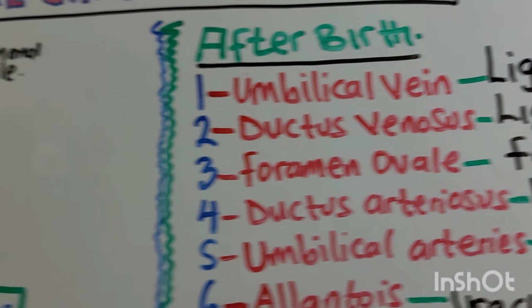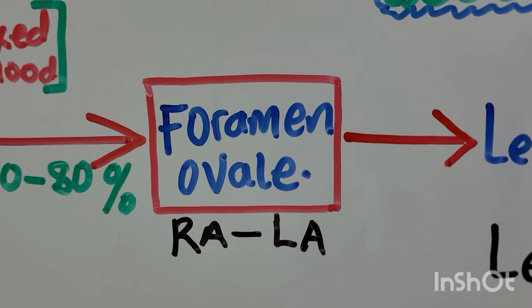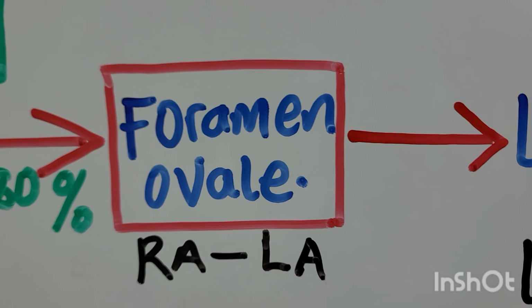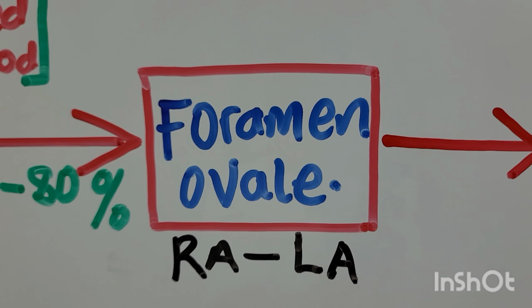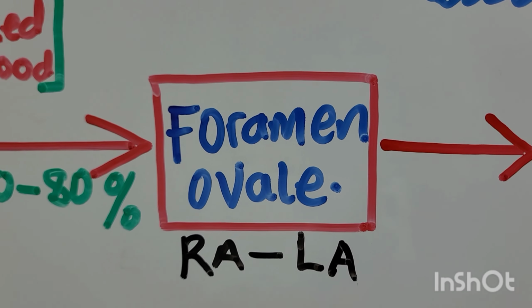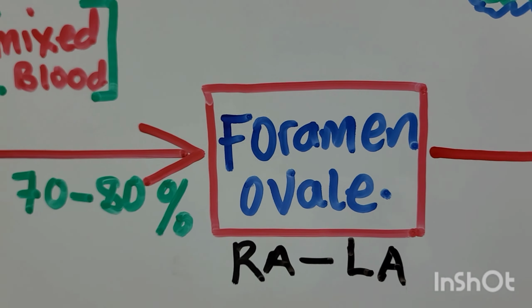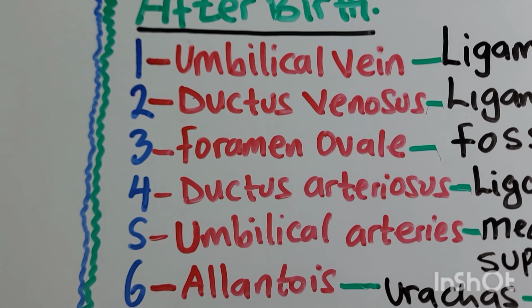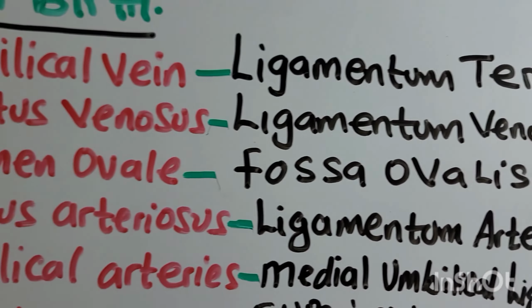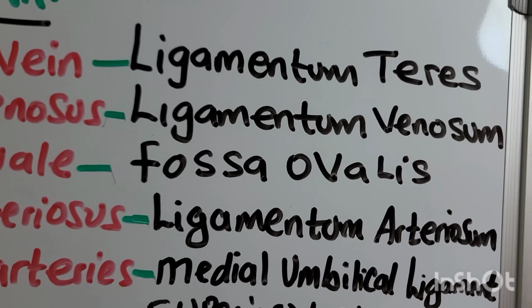Now, again, after birth, we no longer need the structure which we are calling the foramen ovale. Because of that, we need the foramen ovale to close, because we no longer need a blood shunt from the right atrium to the left atrium. And because of that, this foramen ovale is going to be turning into a fibrotic tissue or remnant, which you call the fossa ovalis.